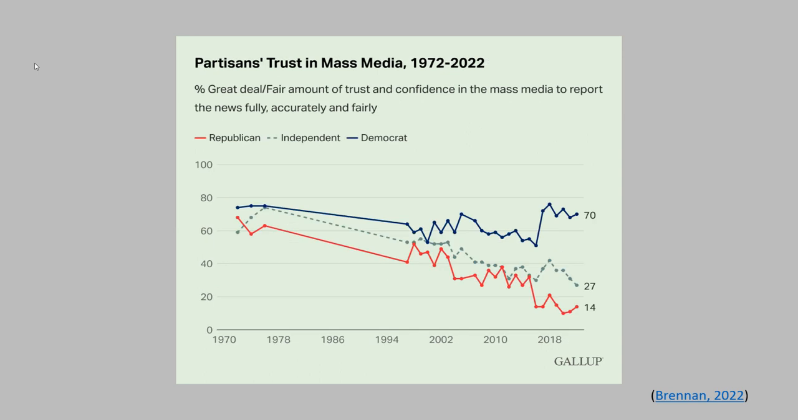Partisan trust in mass media, 1972 to 2022. Percent of great deal, a fair amount of trust and confidence in the mass media to report news fully, accurately, and fairly. This is by Republican, Independent, and Democrat.